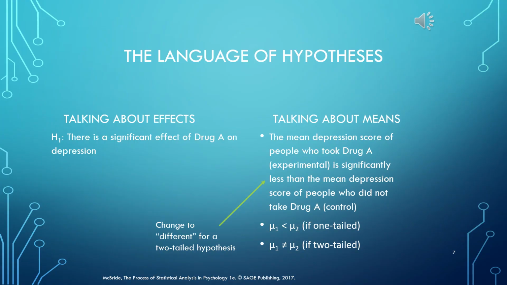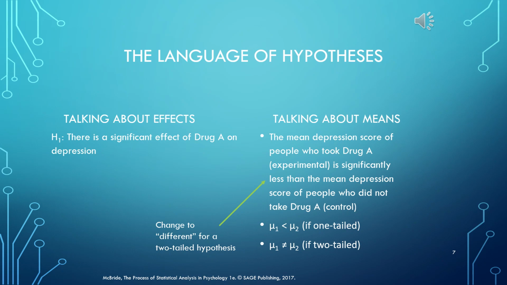And I want to talk a little bit more about the kind of language we use in hypotheses. Sometimes you'll see people talking about effects, whether there are effects of a certain thing or not. And other times you'll see people talking about whether means, like averages of two groups, are similar or not.